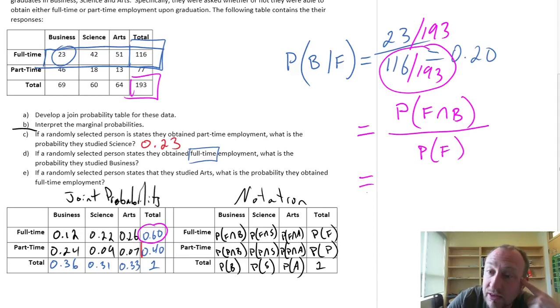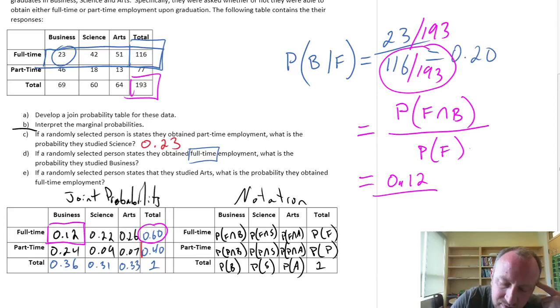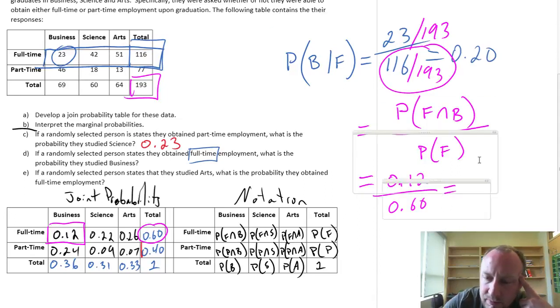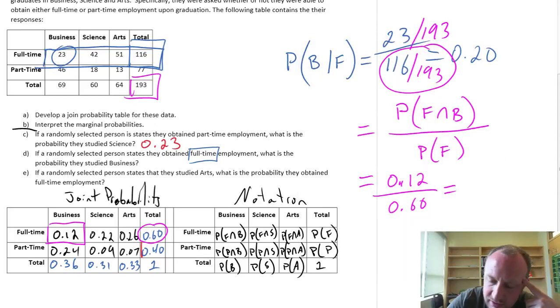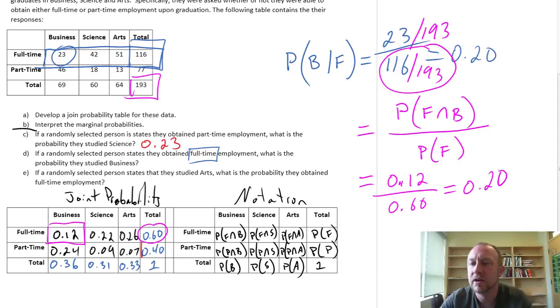Now if we substitute in those probabilities, the intersection between full-time and business is 0.12, divided by the probability of being full-time, 0.6. And now let's plug that into our calculator. I have 0.12 divided by 0.6. And wouldn't you know it, our answer is exactly 0.20. So again, we see that it's consistent regardless of how we do it.